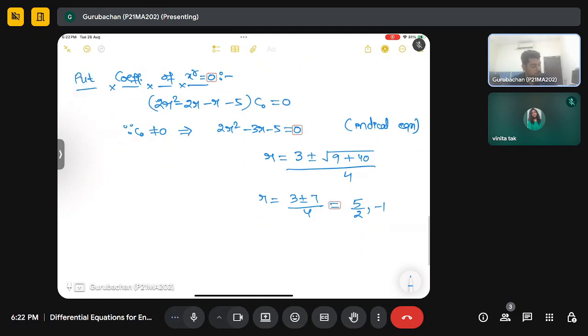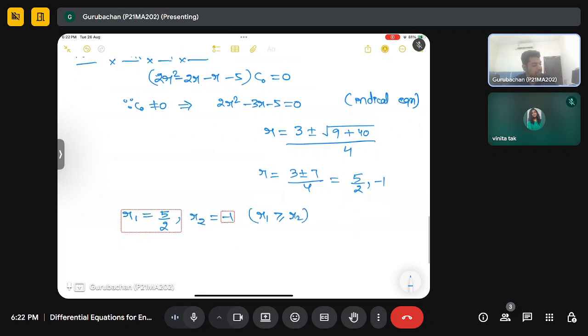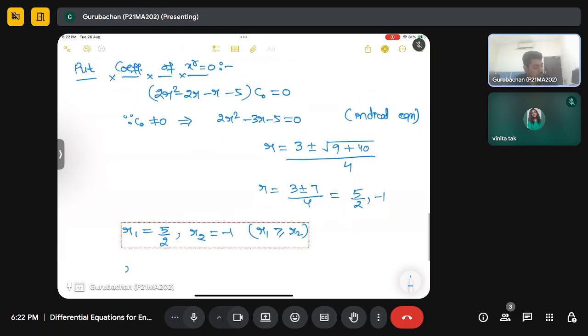Okay, so what we will do, we will always assume R1 to be greater than R2, just for convention. So R1 is clearly greater than R2, and we will see whether R1 minus R2 is an integer or not an integer. If you observe here, it will be 5 by 2 plus 1, which is equal to 7 by 2, which is not an integer.